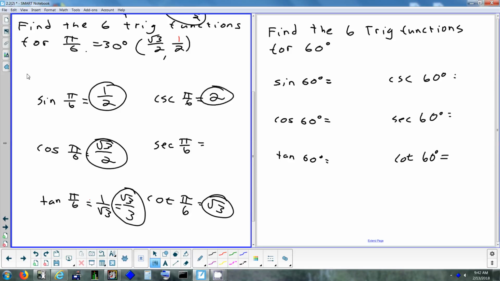2 square roots of 3 over 3. Yes. Final answer would be 2 square roots of 3 over 3. Okay. Any questions on those?